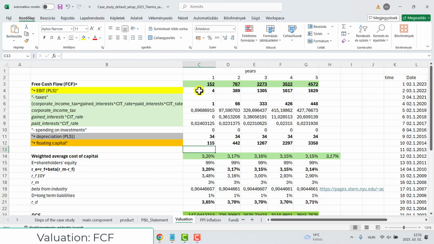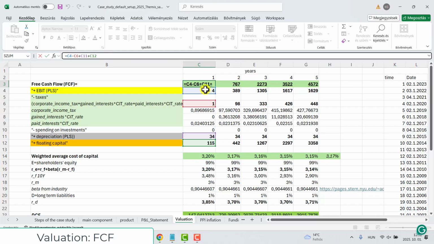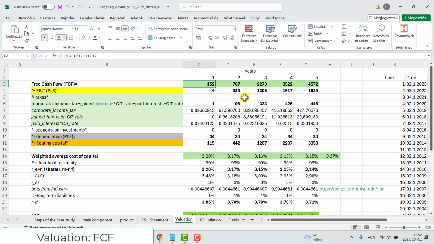So after that we can see that the free cash flow is the sum of this positive number 4 minus the taxes, which is 1, plus depreciation because this never left the company, and also plus floating capital because this is there as well, so there is no missing data or wrong sign, so we can see that this is steadily increasing and happy.